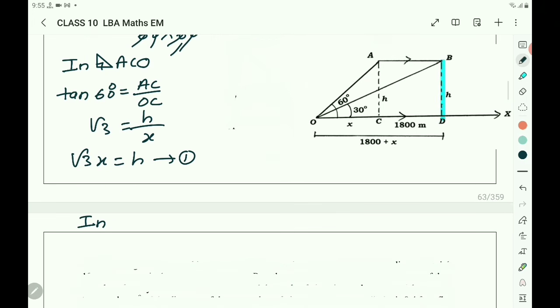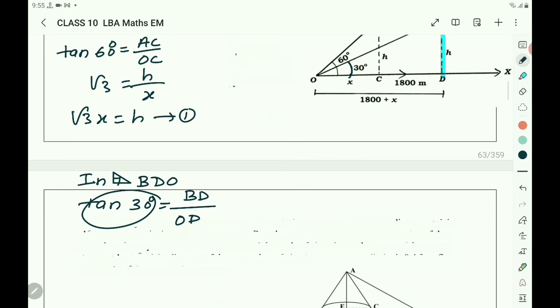In right angle triangle BDO, which angle? 30 degree angle. This is the opposite side, this is the adjacent side. Tan 30 degree equals opposite side BD by adjacent side OD. Tan 30 is 1 by root 3.